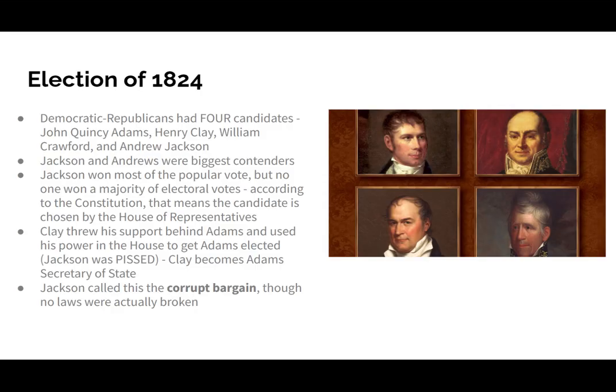And Jackson was so mad about this. Clay became Adams' Secretary of State, right, in this bargain. And Jackson called this the corrupt bargain, although no laws were actually broken. It was really just kind of smart politics, but no laws were actually broken. But even though Jackson won the popular vote, he was so mad because he did not actually win the presidency. Now, he is, of course, going to win the presidency in 1828.